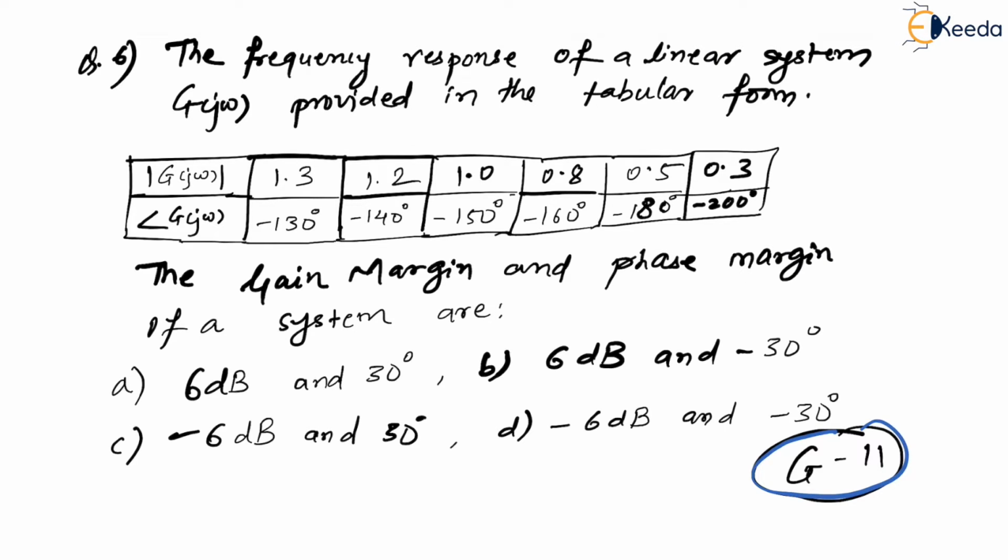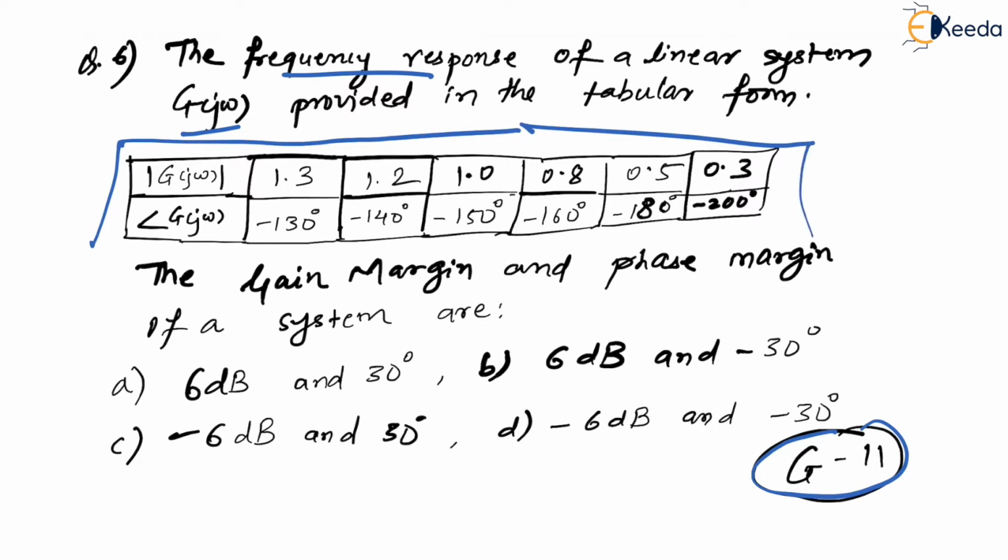Yes, it is a GATE 2011 problem. The frequency response of a linear system G(j omega) is provided in tabular form. This is the frequency response which is given to us, correct? Now, the gain margin and the phase margin of the system are, that is what they are asking.